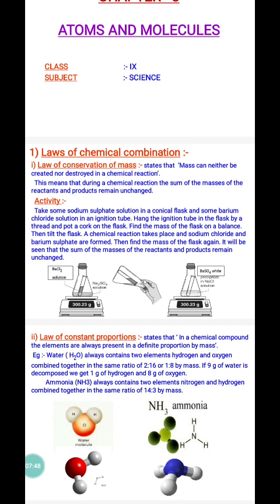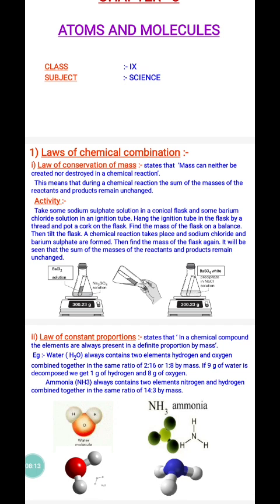See the representation in the picture, NH3: 1 nitrogen atom surrounded by 3 hydrogen atoms. Chemical compounds are formed by following a fixed ratio. This is the law of constant proportion, also called the law of definite proportion.